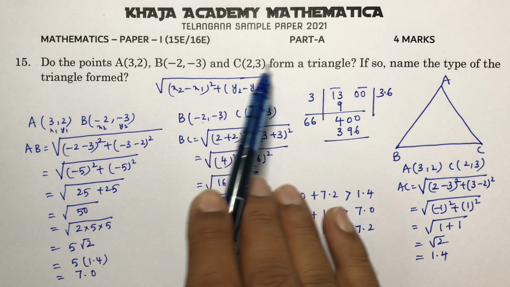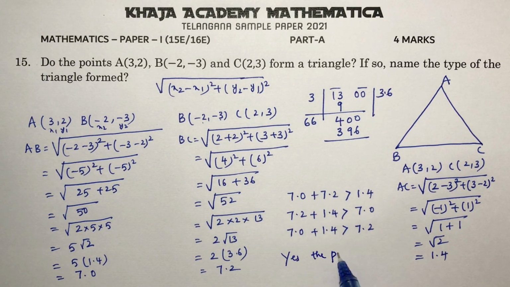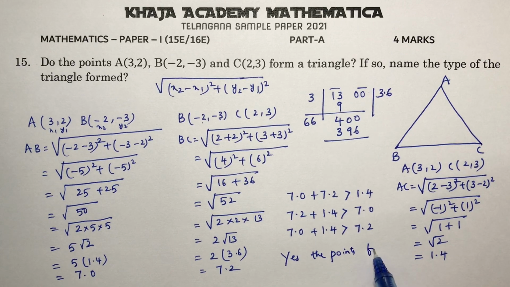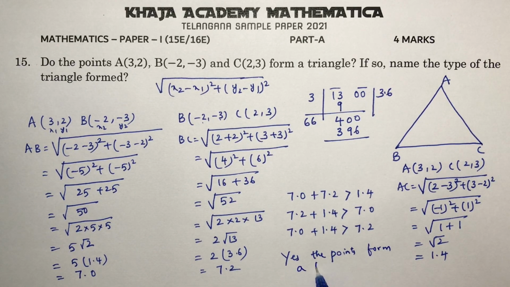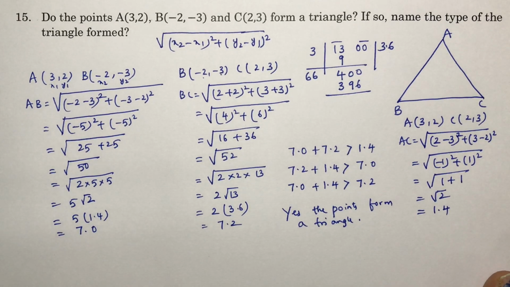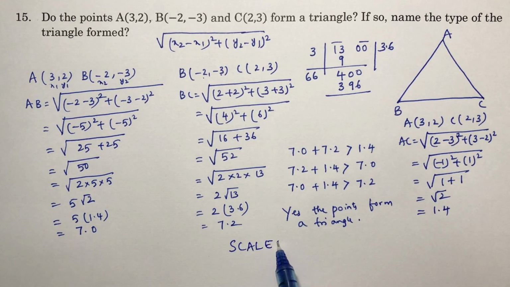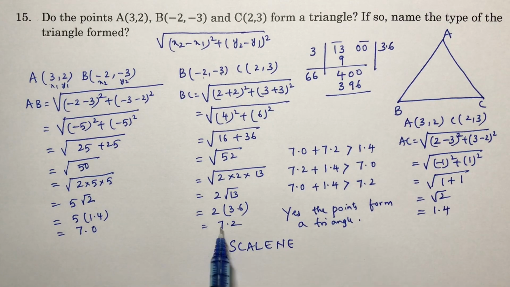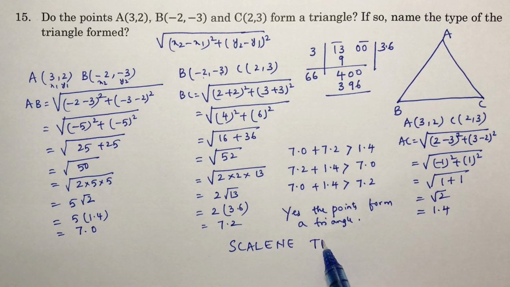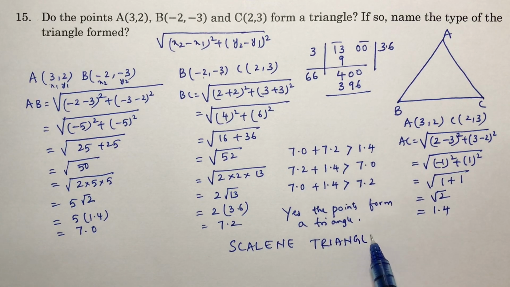So do the points form a triangle? Yes, the points form a triangle. And they are asking what type of triangle. So it's very clear that it is a scalene triangle, because all the three sides are different. So it is a scalene triangle.